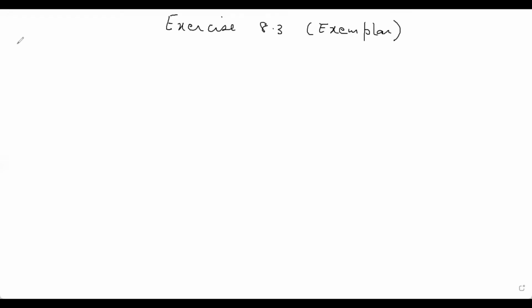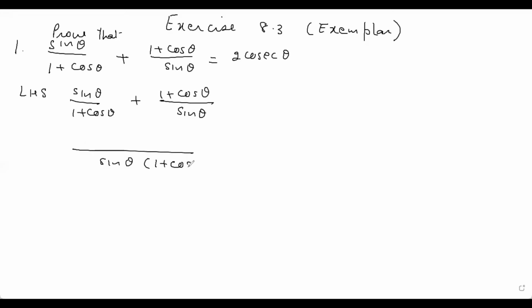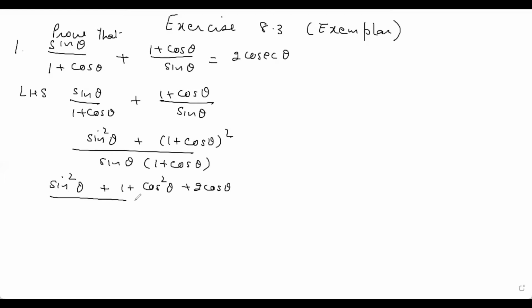Question number 1. Now, his first question is prove that sine theta upon 1 plus cos theta plus 1 plus cos theta upon sine theta is equal to 2 cosec theta. Now, let's start with the left hand side. Now, take the LCM. In the numerator, we will have sine square theta plus 1 plus cos theta whole square. Sine square theta plus open the bracket 1 plus cos square theta plus 2 cos theta. We applied the identity a plus b whole square.